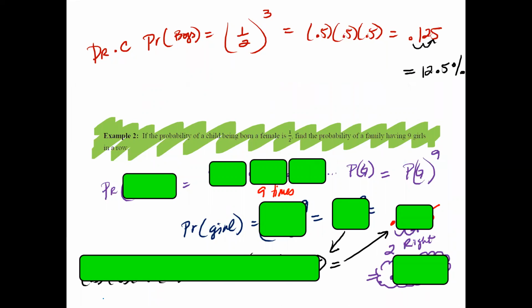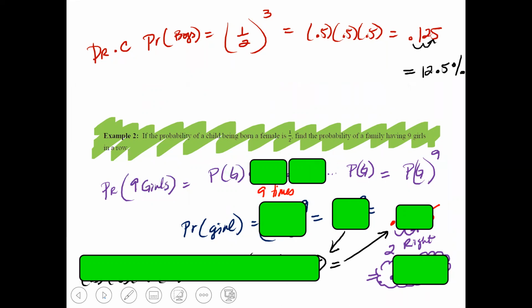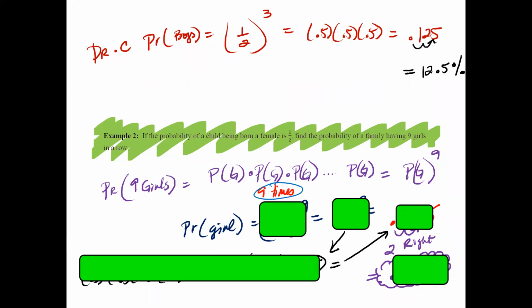We're talking about: if the probability of a child being born female is 1/2, what is the probability of having 9 girls in a row? So 9 girls means I'm going to find the probability of having 1 girl times the probability of having a 2nd girl, 3rd girl, and keep going 9 times. What is the chance of having 1 girl? Well, it's 1/2. So instead of doing 1/2 times 1/2 times 1/2 9 times, you can just do 1/2 to the 9th power.